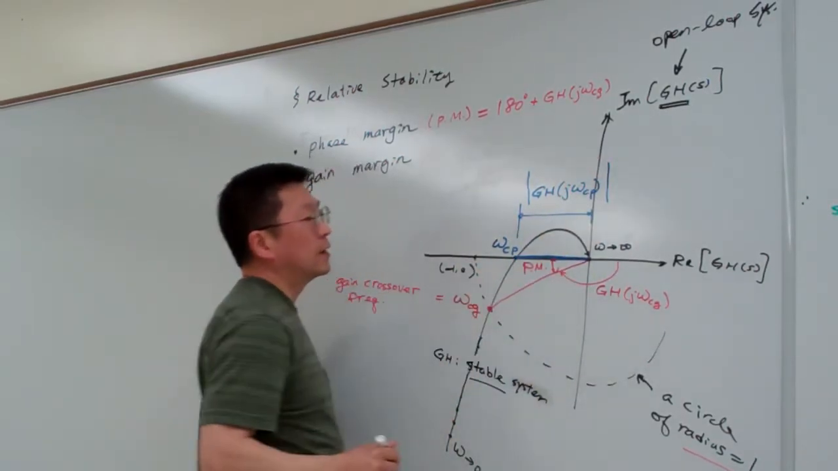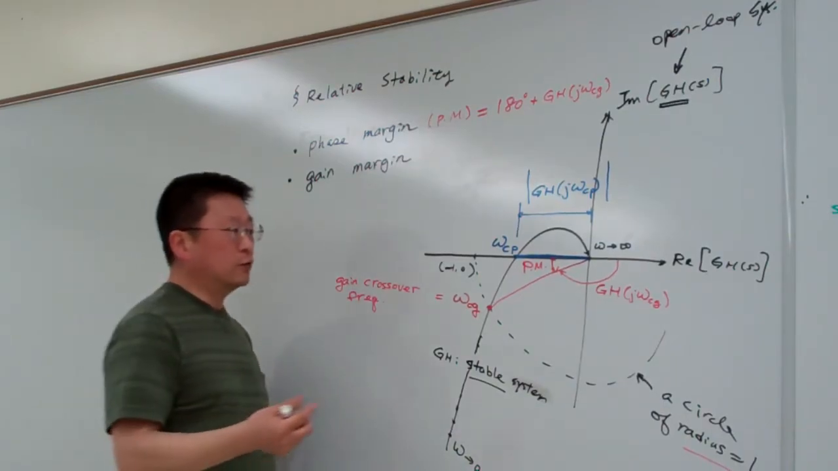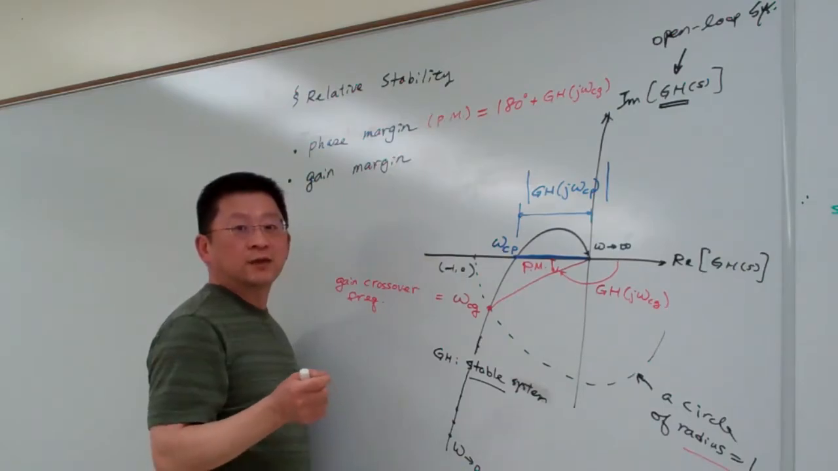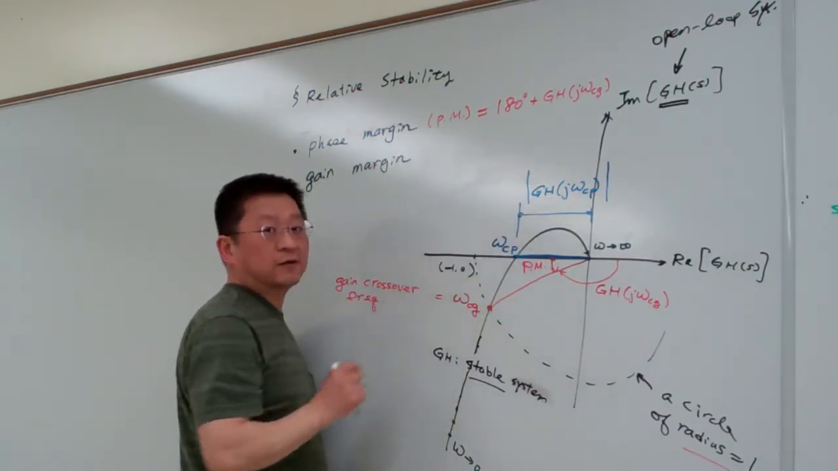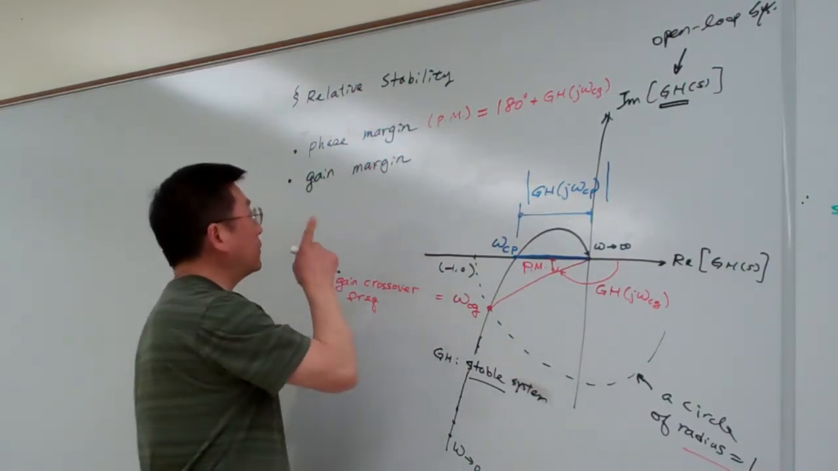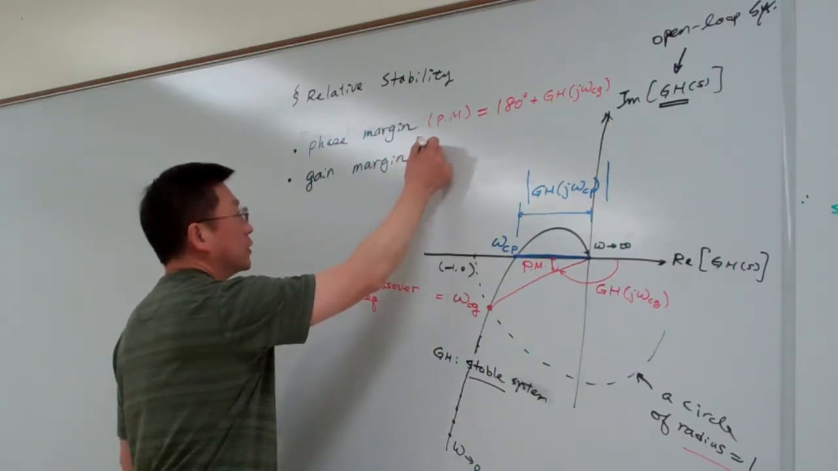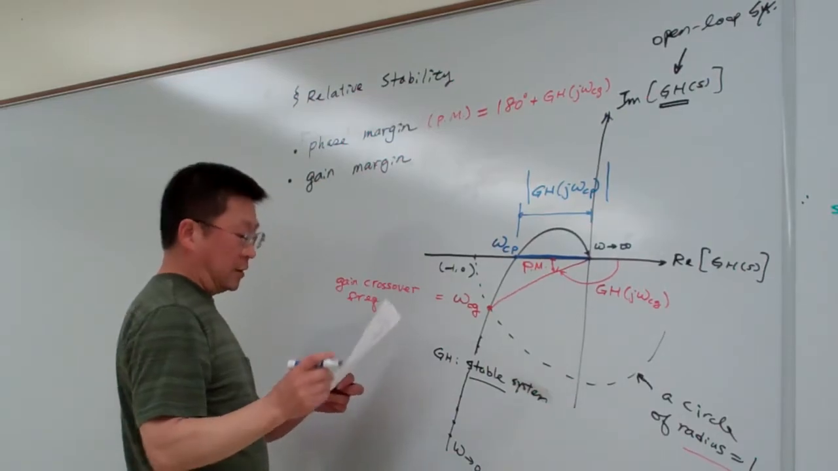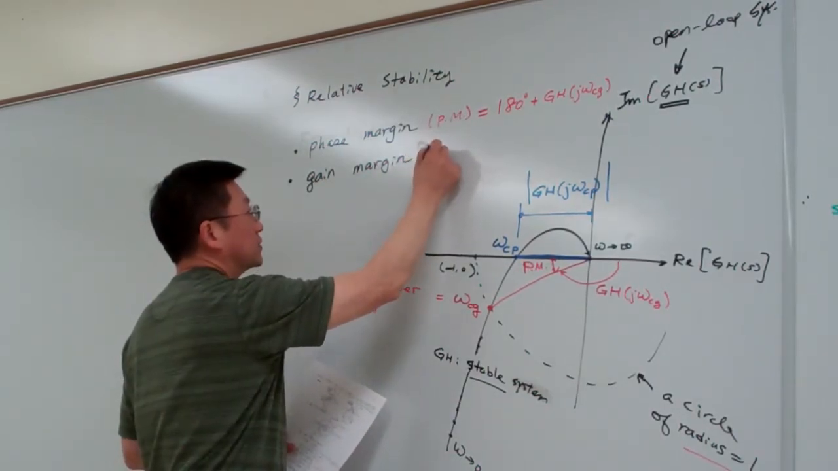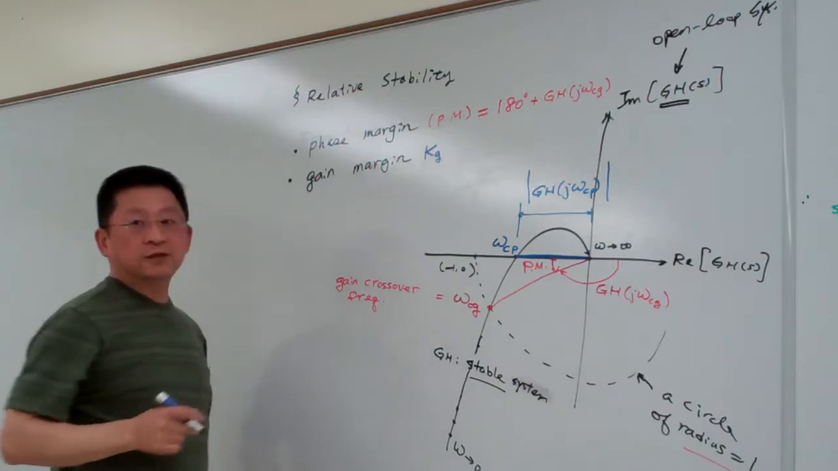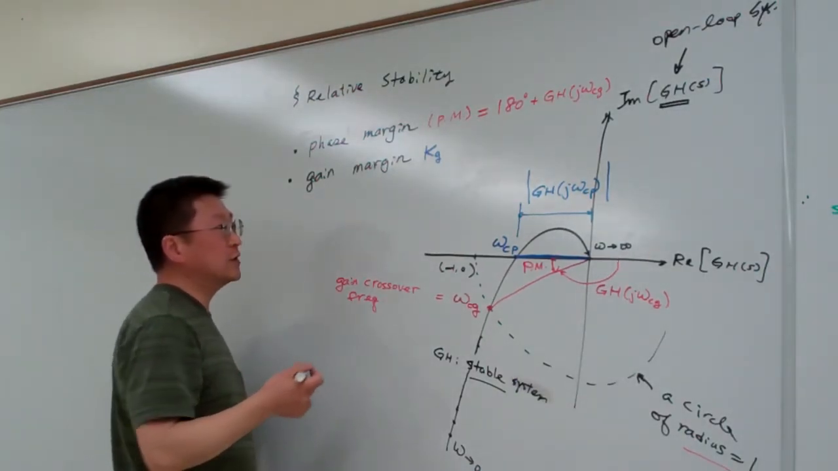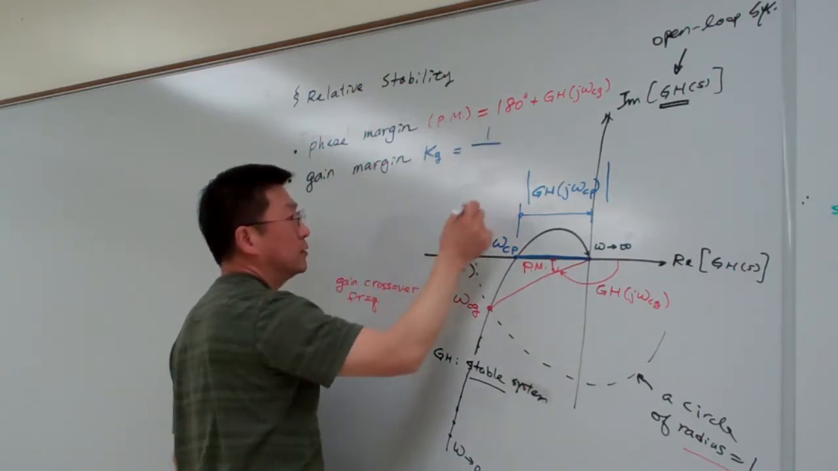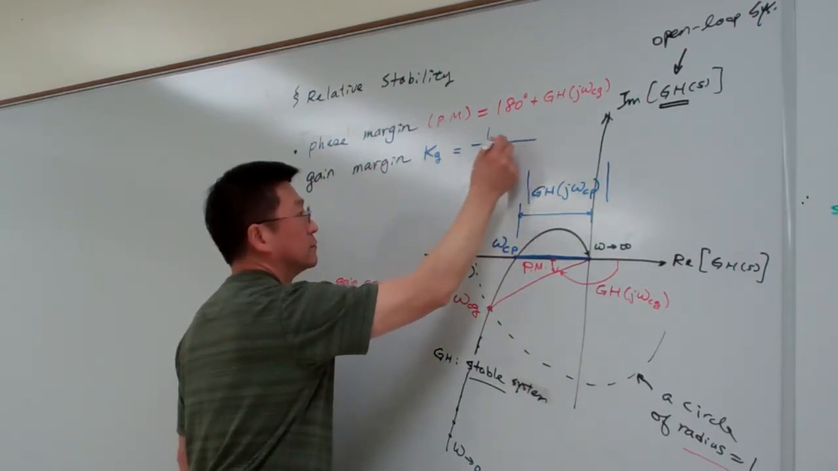Graphically, it's very simple. You simply take your ruler to measure the distance here. That's it. Mathematically, we have to do these calculations. So the gain margin, and usually we use the notation Kg, which is the symbol used in our textbook. Kg is simply defined by 1 over these numbers.